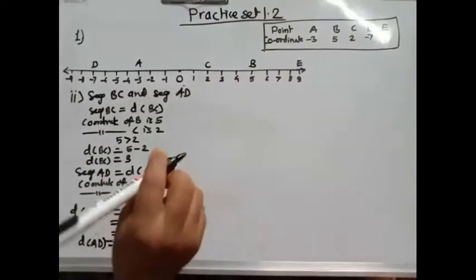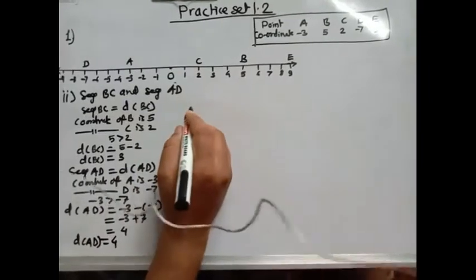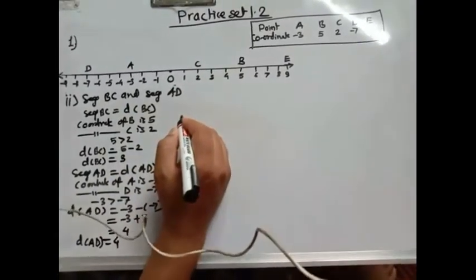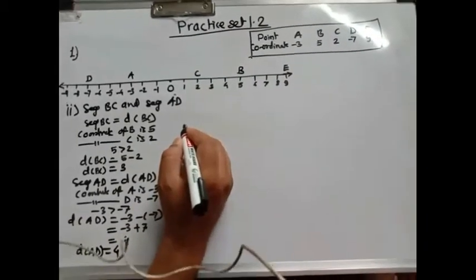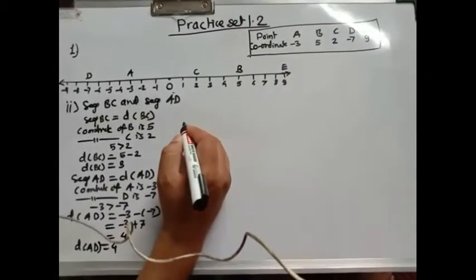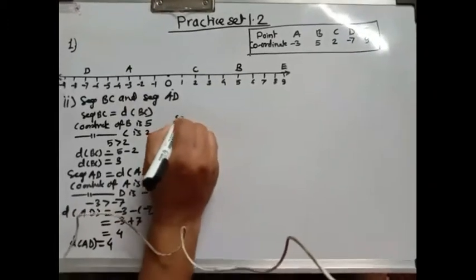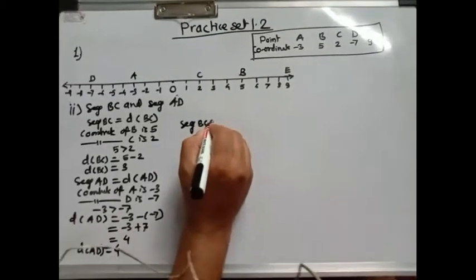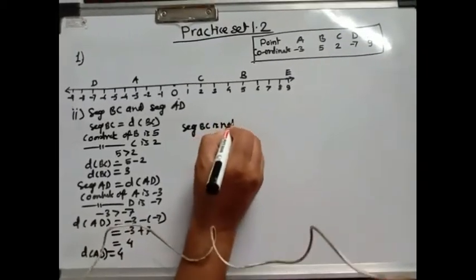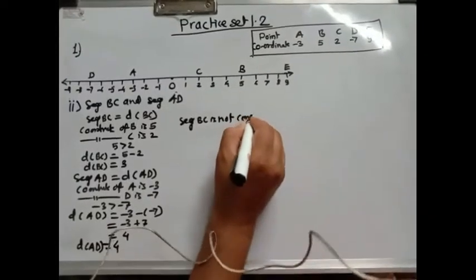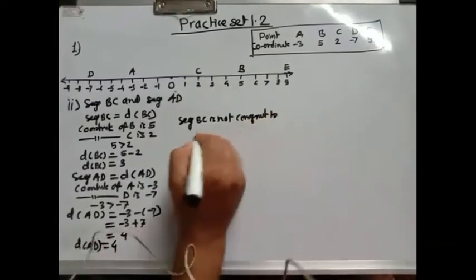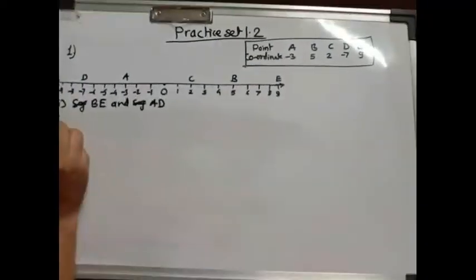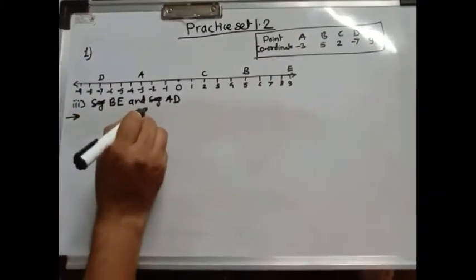So see, the distance of BC is 3 and the distance of AD is 4. So again we can say that segment BC is not congruent to segment AD. Third one is segment BC and segment AD.